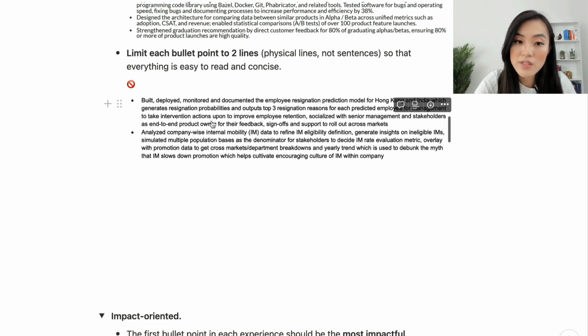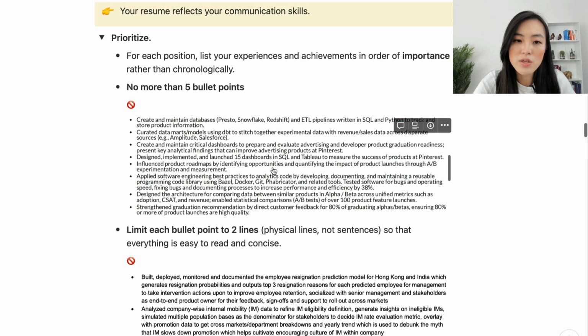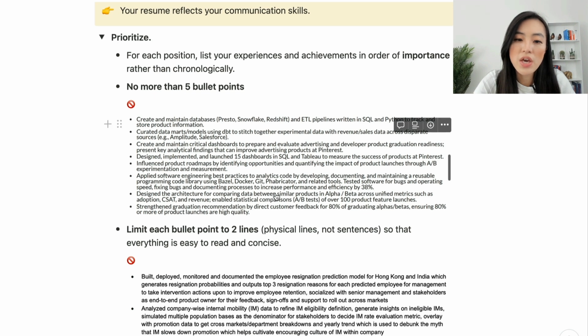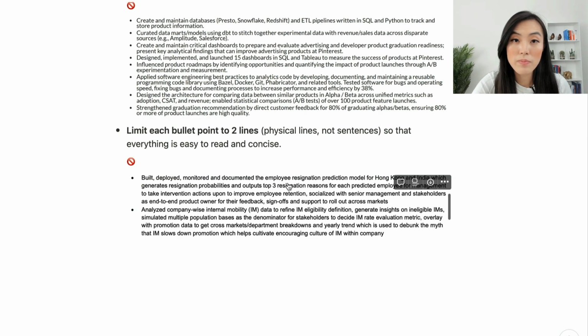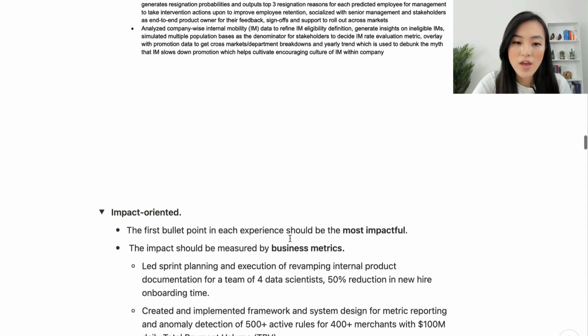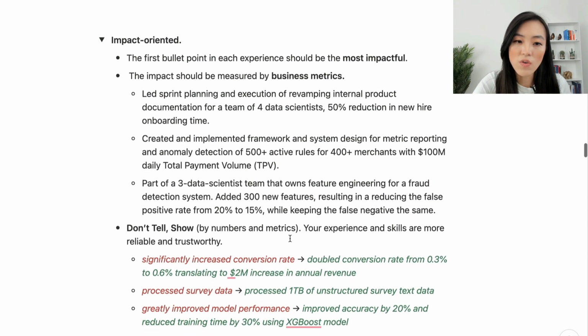This is another counter example. In this example, for both bullet points, there are about 4 lines in total. And it makes it very hard to find useful information and to understand the impact of each bullet point. So a good rule of thumb is to limit to 5 bullet points and each bullet point to 2 physical lines. Another tip to make the description concise and clear is to be impact-oriented.